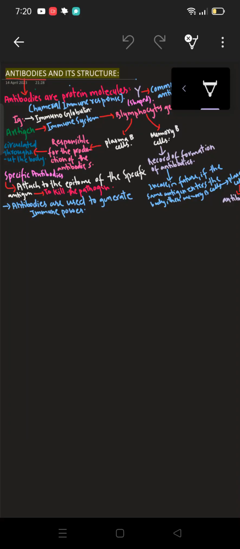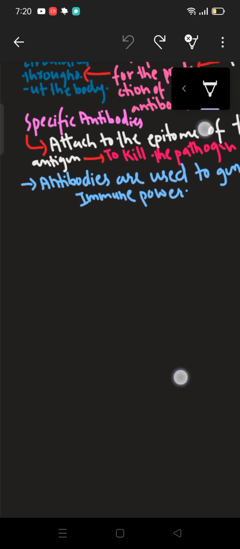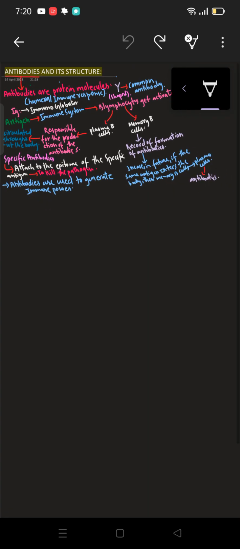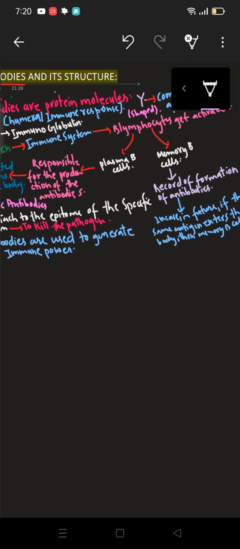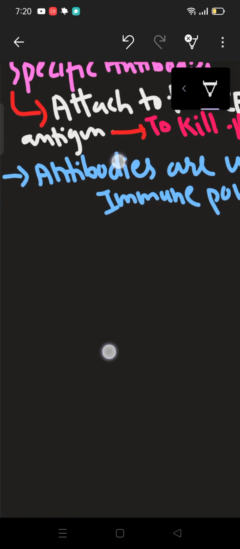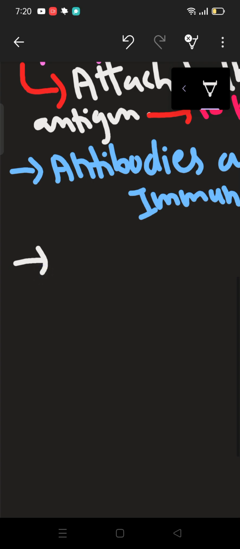Okay, so as in the last video we have discussed the antibodies. What are antibodies? We have discussed that. So in today's video we are going to see the structure of antibodies, how they look. As I told you in yesterday's class as well, we will be going with the common shaped antibody, which, as you can see, is the Y antibody.